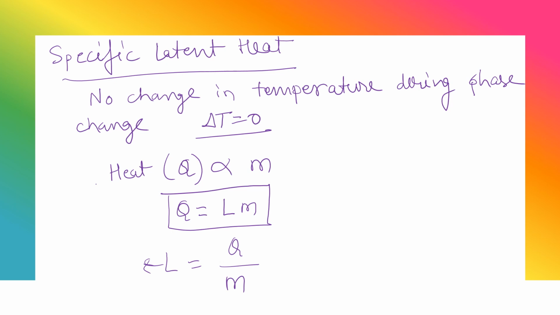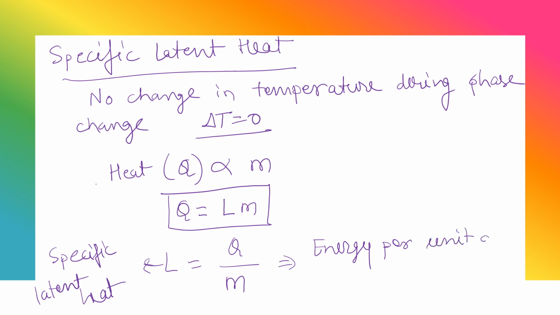So let's write here, it's called specific latent heat, right? So this L is equal to Q by M represents energy per unit of mass, and this is the energy required to change the phase of 1 kg of substance. In the next video we are going to solve some questions related to specific heat capacity and specific latent heat. See you in the next video.